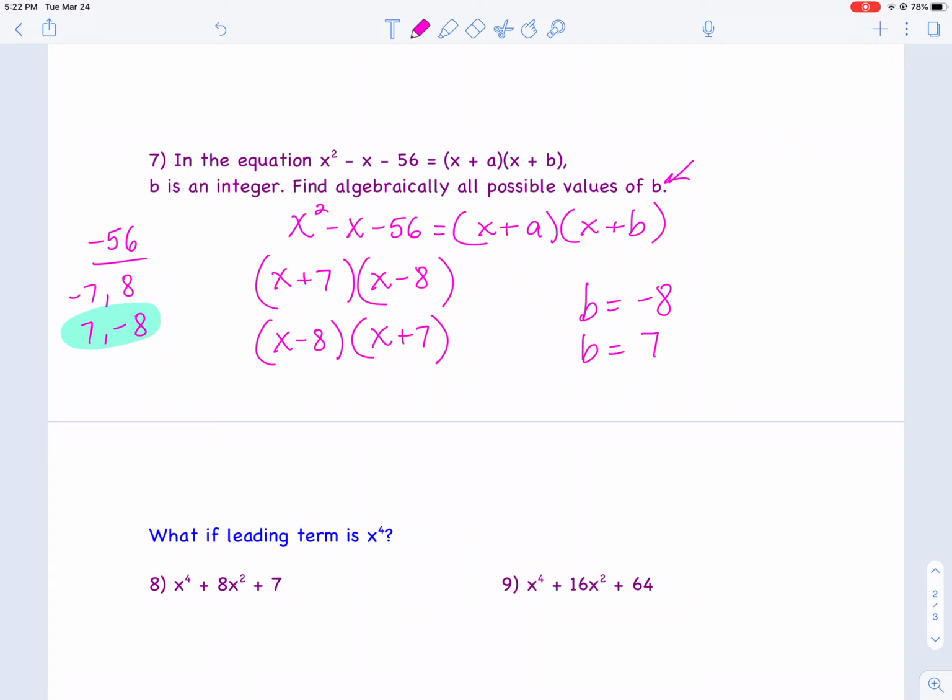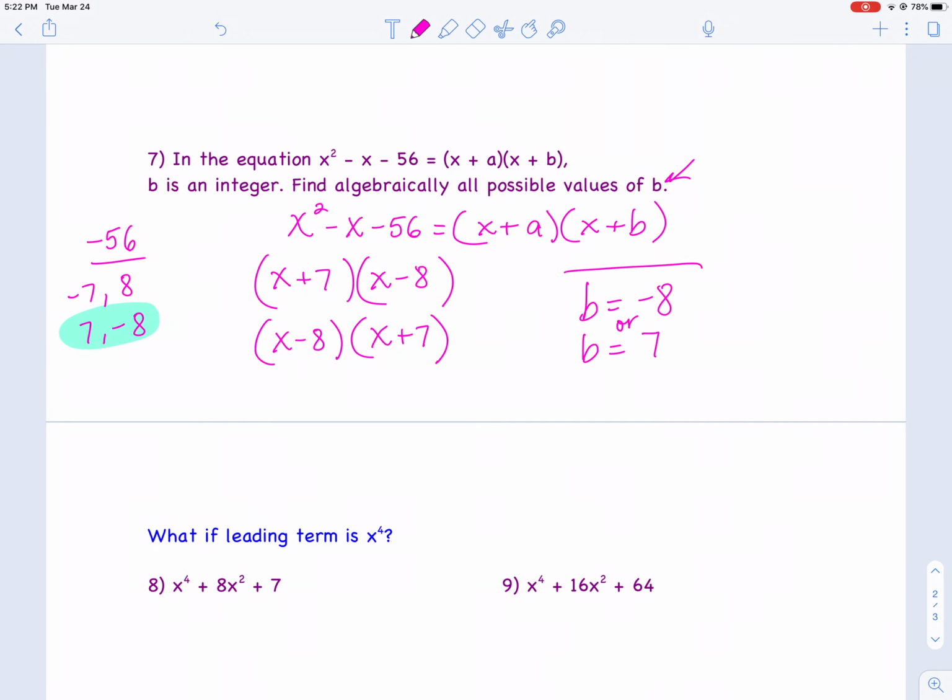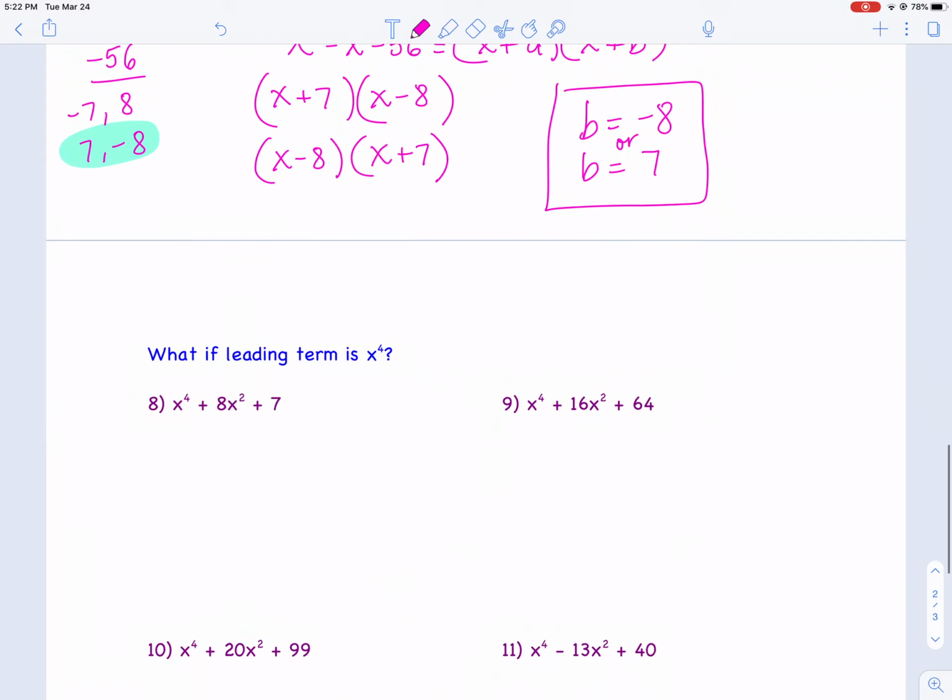The signs matter, so it matters if you put a negative 7 instead of a positive 7. The signs matter, but it doesn't matter the order that you write your two factors. So here, b could be negative 8 or positive 7. Okay, I'm going to just show you one other thing.